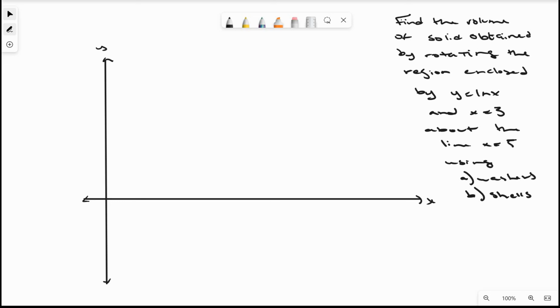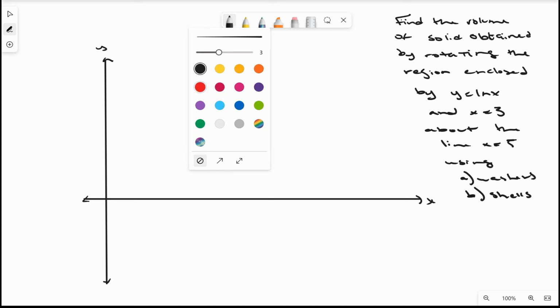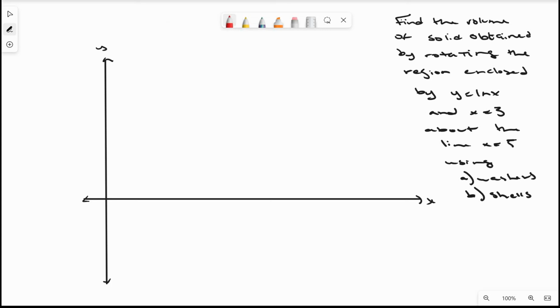Okay, so let's go through this example. We want to find the volume of the solid obtained by rotating the region enclosed by y equals ln x and x equals 3 about the line x equals 5 using washers and then using shells. The first thing we have to do is graph the region, so first, let's graph y equals ln x.